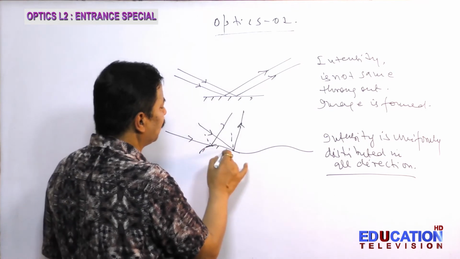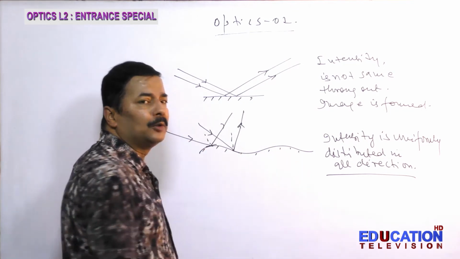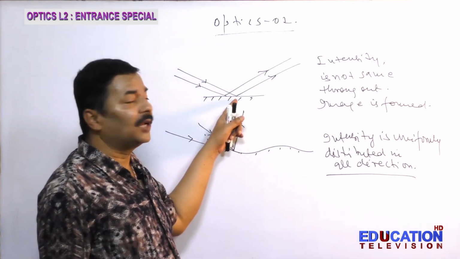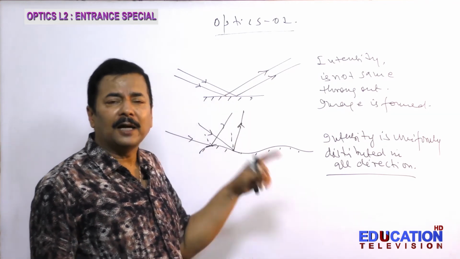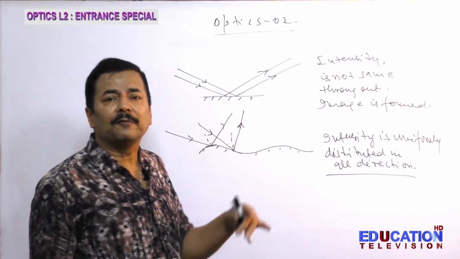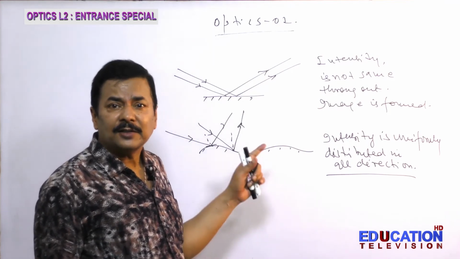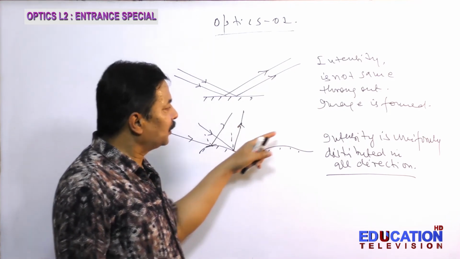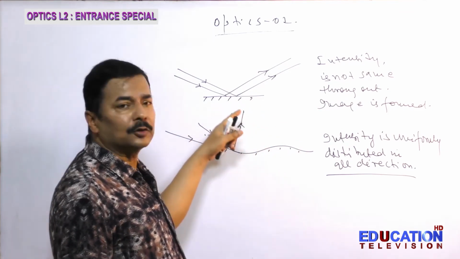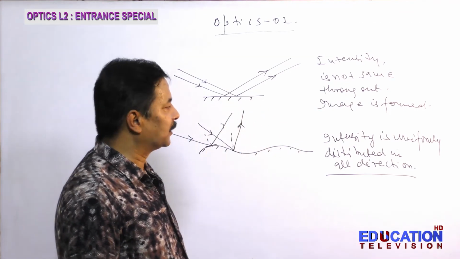This is diffuse reflection. On paper we are not able to get an image, and due to regular reflection the image is formed. So in a plane mirror the image is formed, whereas in the case of paper we are not able to get our image because there it is diffuse reflection. So this thing also should be clearly understood about regular and diffuse reflection.